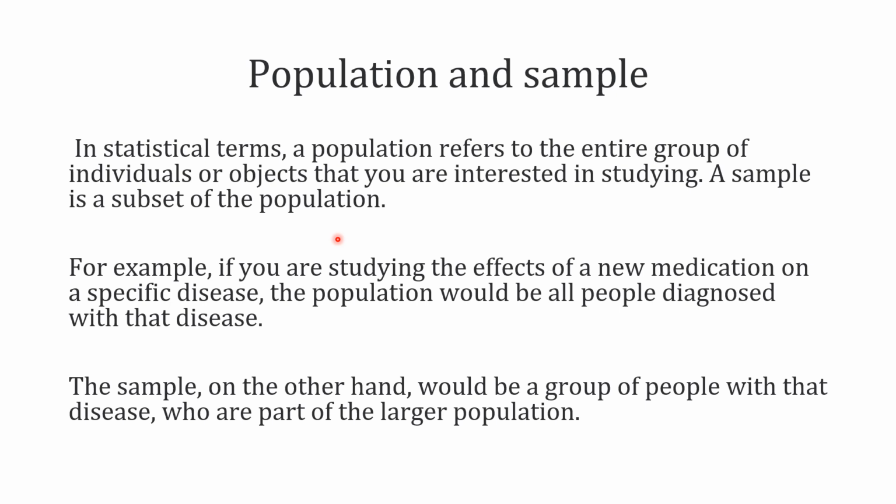In statistical terms, a population refers to the entire group of individuals or objects that you are interested in studying. A sample is a subset of the population. For example, if you are studying the effects of a new medication on a specific disease, the population would be all the people who are diagnosed with that disease. The sample, on the other hand, would be a group of people with that disease who are part of the larger population.